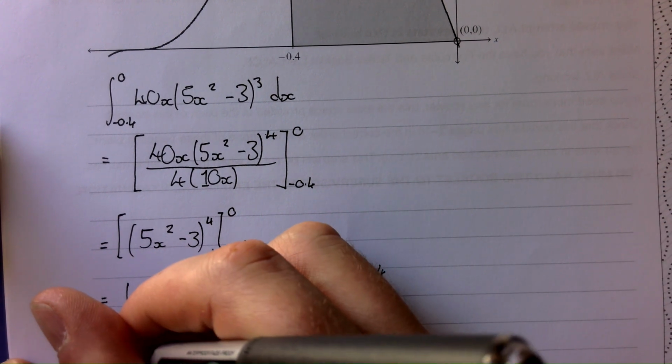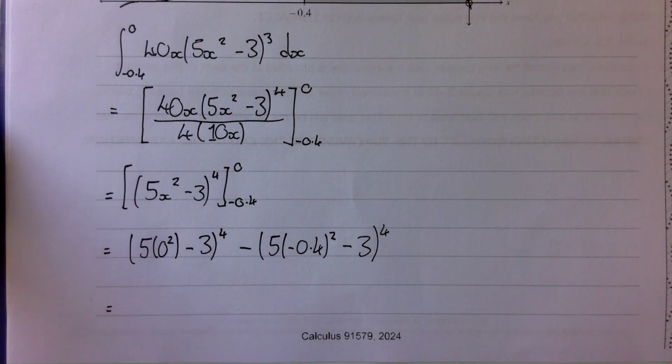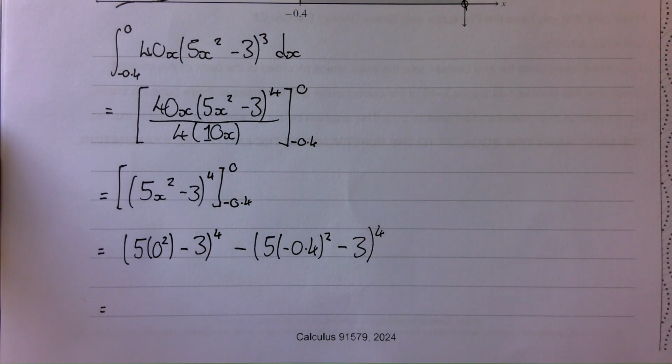Just being really careful with your brackets, making sure that everything that should be squared or to the quartic are, and anything that isn't is not. And then you type it into your calculator and you should get yourselves a numerical answer.